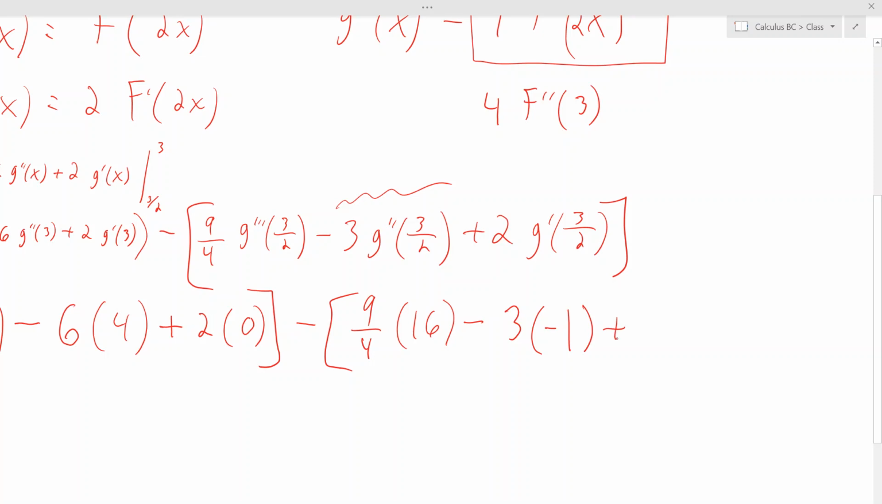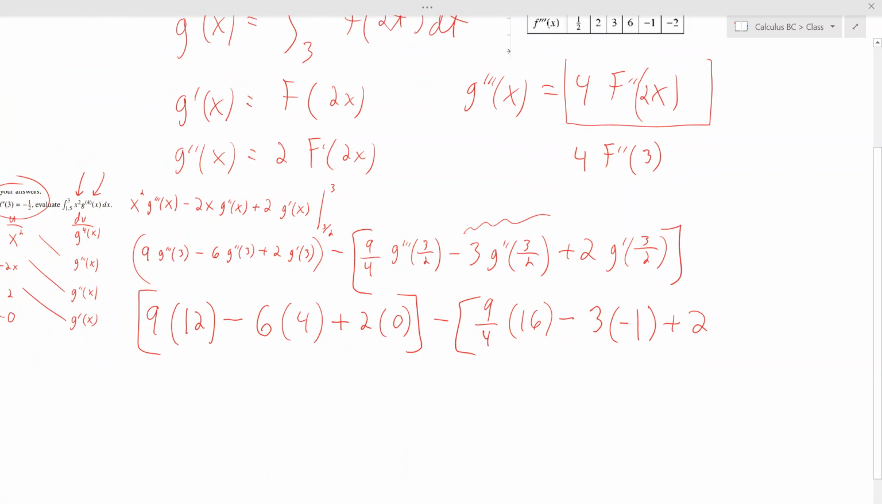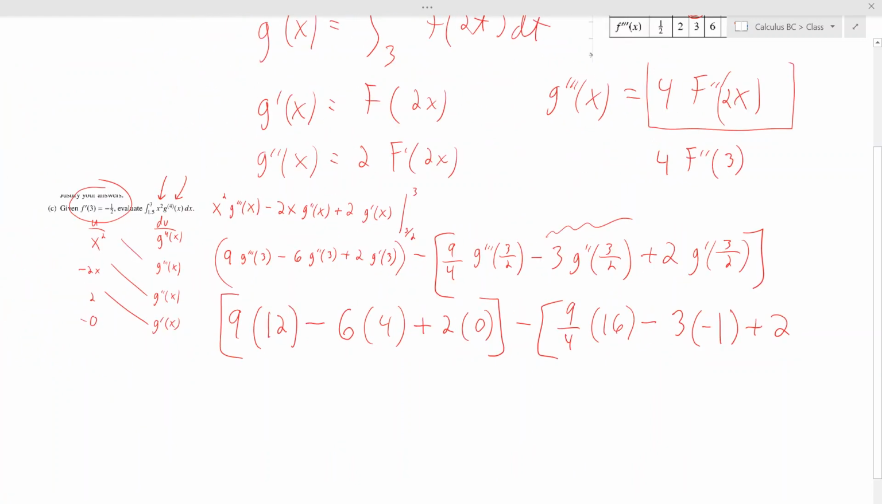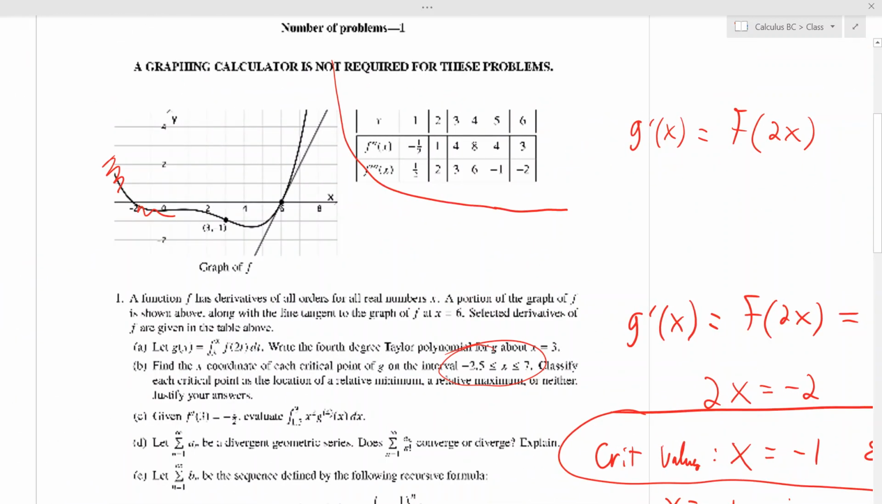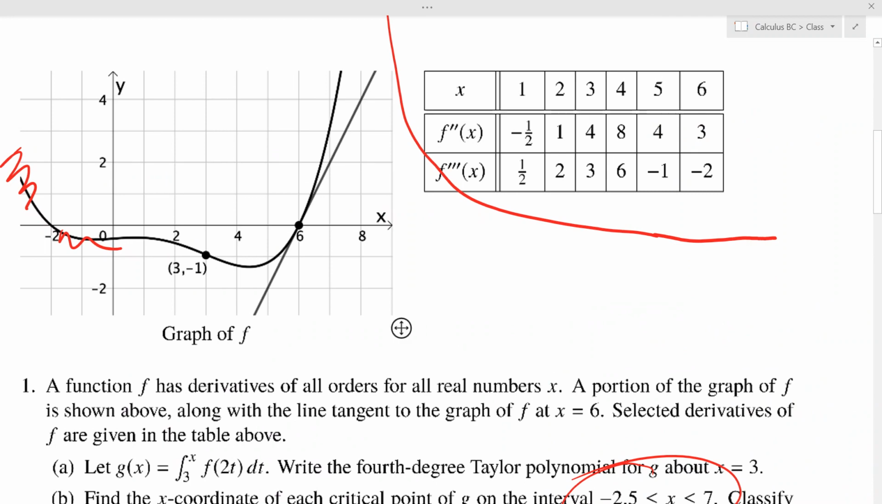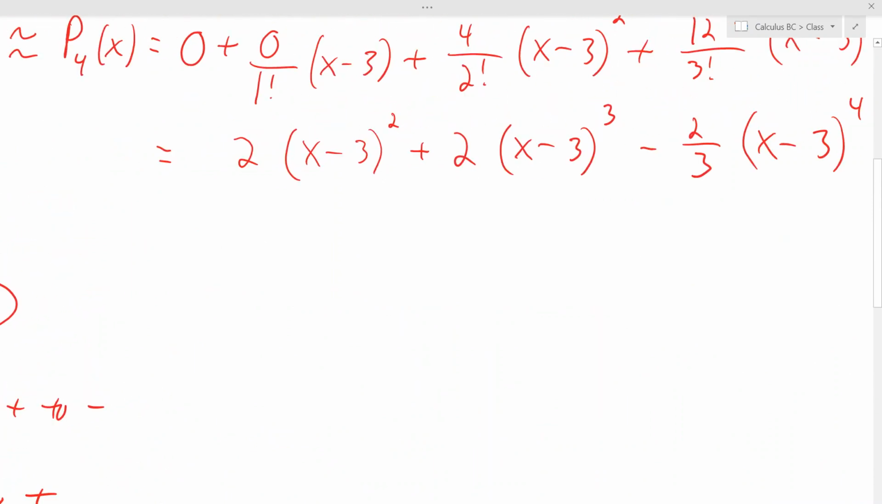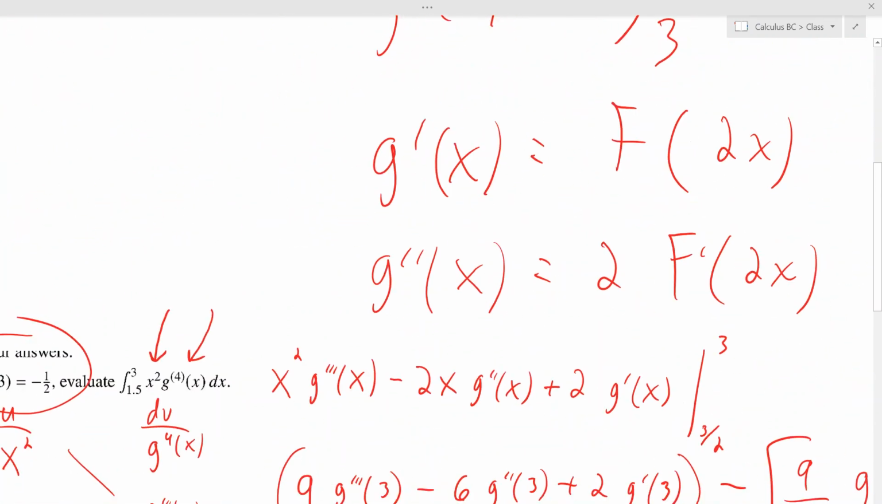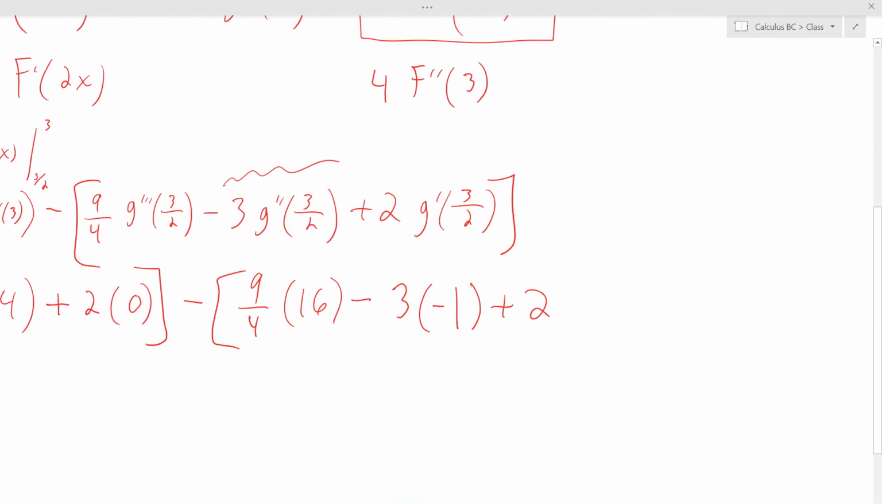All right, plus 2 times g prime of 3 halves. Well, g prime is just f, so that's f of 3 is what that would be. And f of 3, we gotta go all the way back to this graph. They give me the point there. It's blurry. F of 3 is negative 1. Okay, just straight off the graph. So you can see they gave me everything I needed, on the graph or in the table. Was it negative 1? So it's 2 times negative 1.